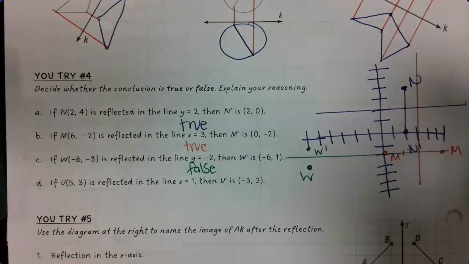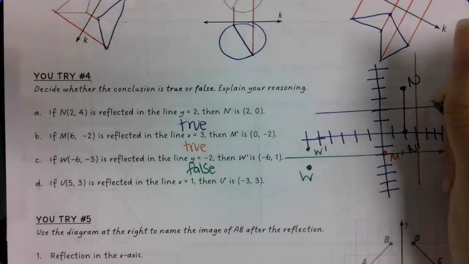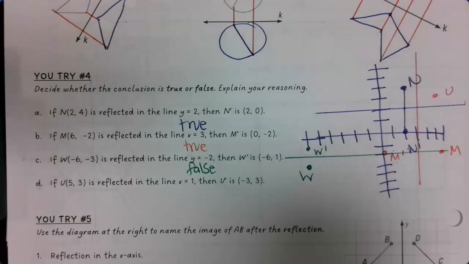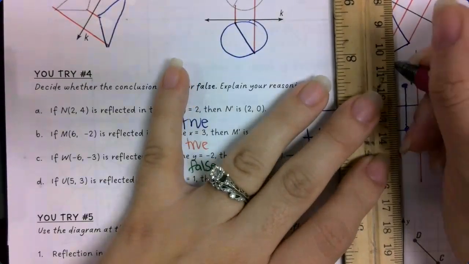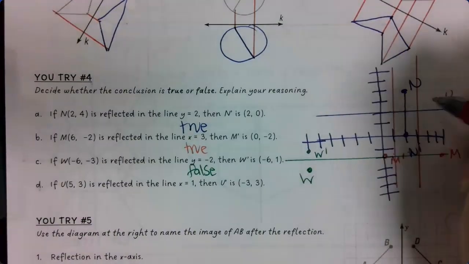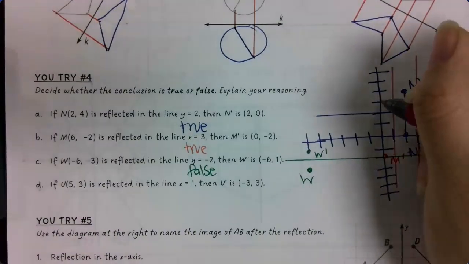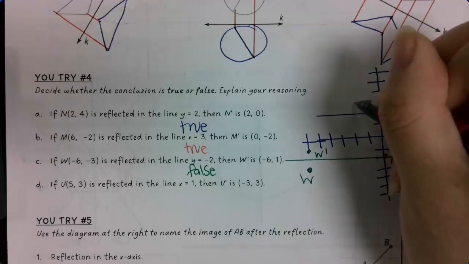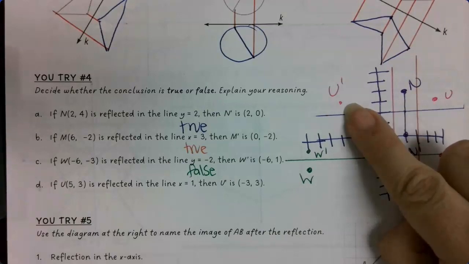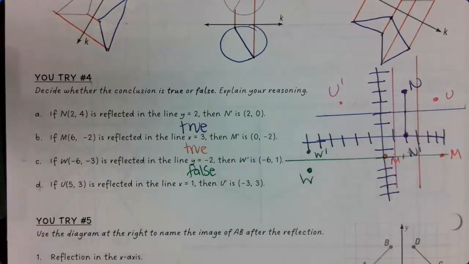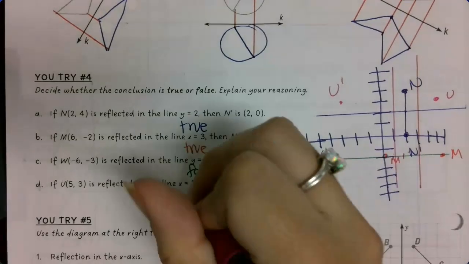Okay, and my last one is 5, 3. It reflects across the line x equals 1. So this one is 4 away this way, so I'm going to go 4 the other way. 1, 2, 3, 4. Is this new point -3, 3? So this one is true.